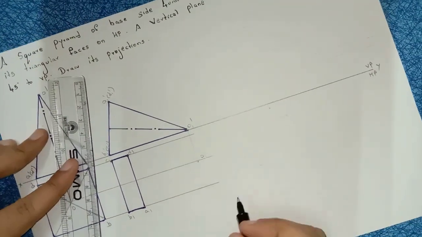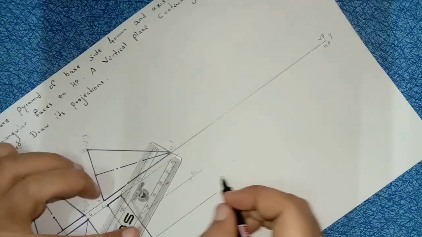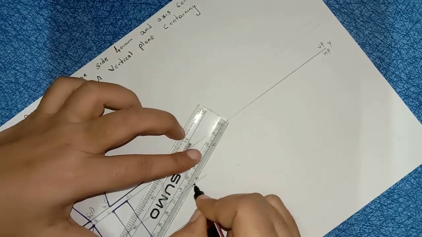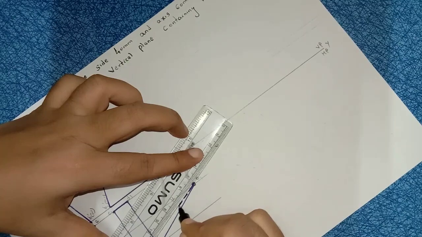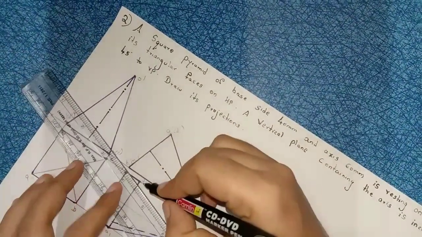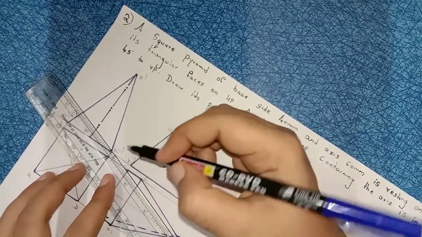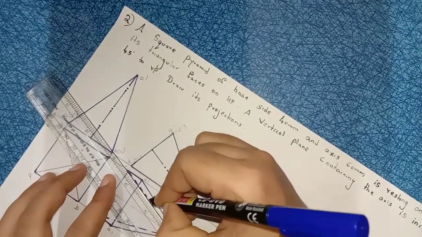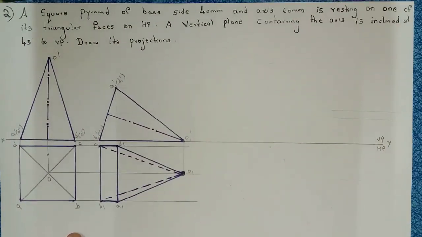Right, and this is your O point. Join OA1, OB1, here also OD1, OC1. Right, this is your pyramid.